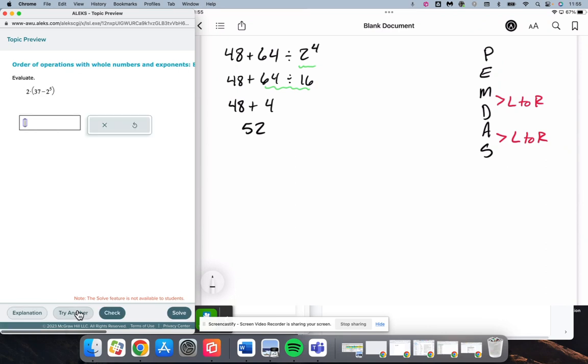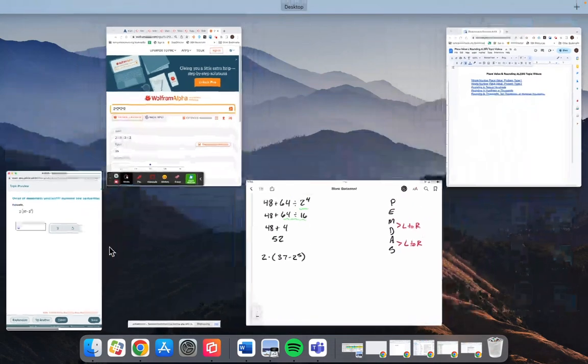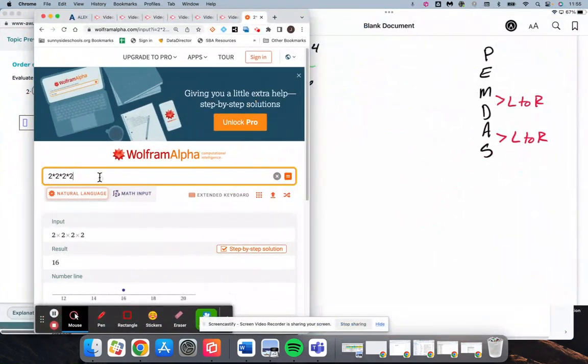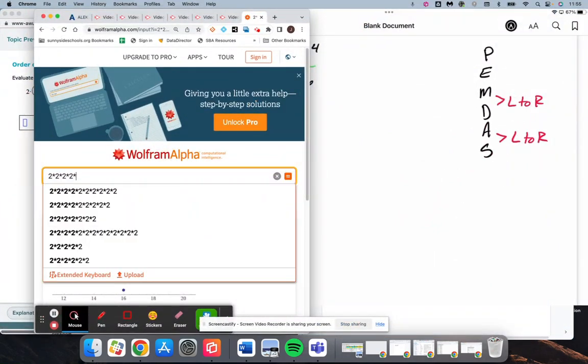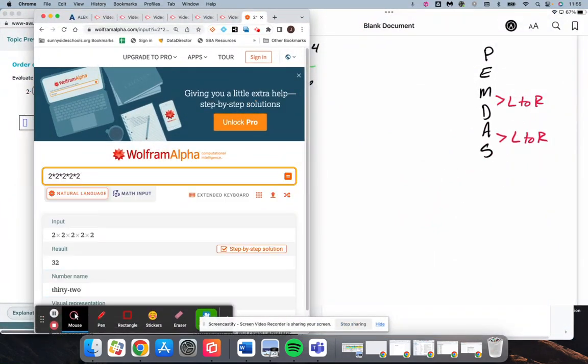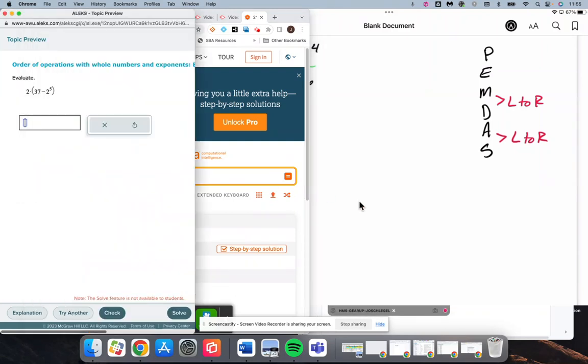On to the next. This time we've got parentheses and exponents. Wonderful. 2 times 37 minus 2 to the power of 5. Now, remembering that does not say 2 times 5. That says 2 times itself 5 times. Coming back here to Wolfram to do that for me, that gives me 32.